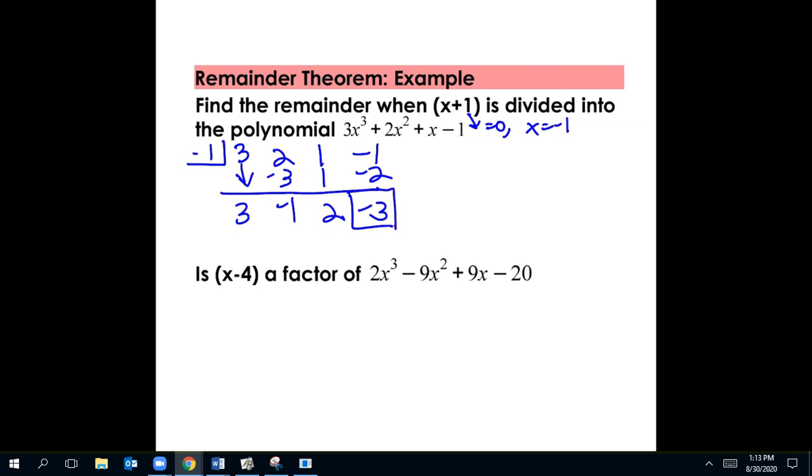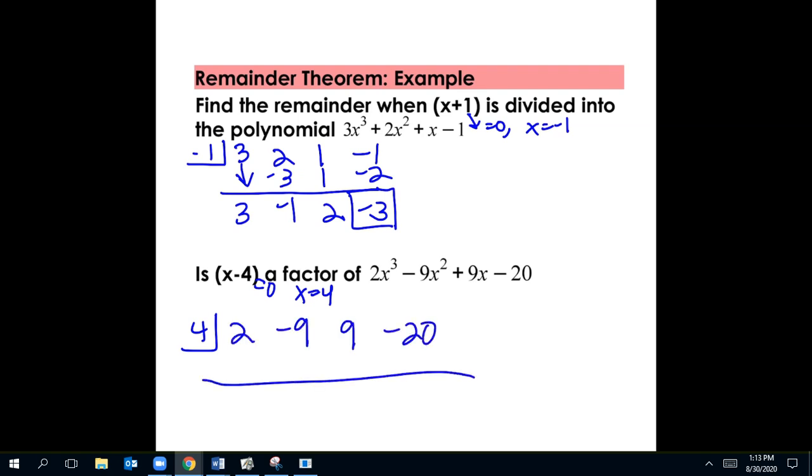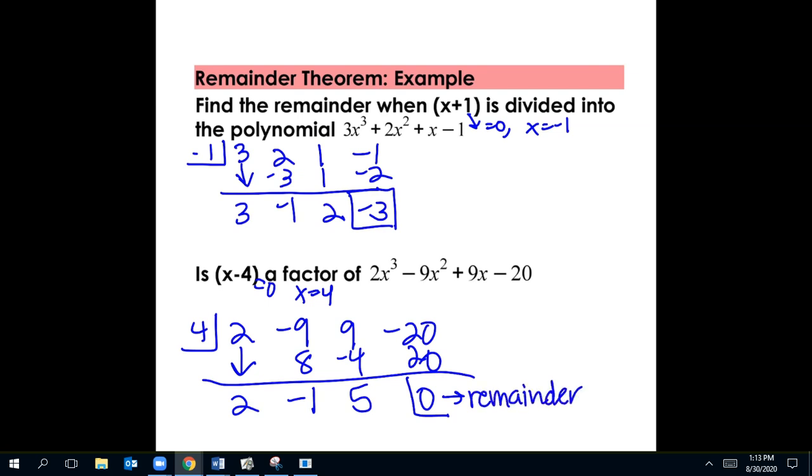Is x minus 4 a factor? So we set that equal to 0, x equals 4, we'll put 4 in the box, and then we have 2x cubed minus 9x squared plus 9x minus 20. Bring the 2 down, multiply, add, etc. And we got 0 as the remainder. So yes, x minus 4 is a factor.